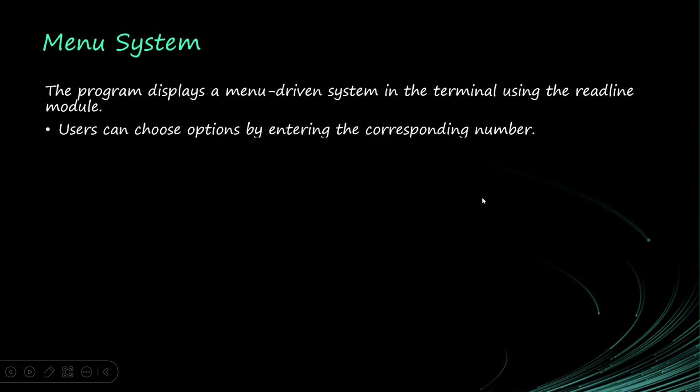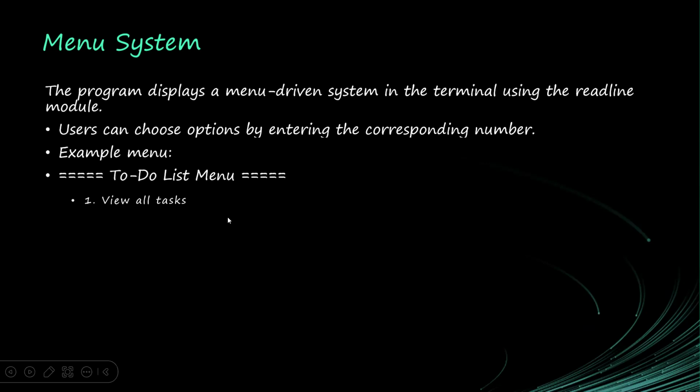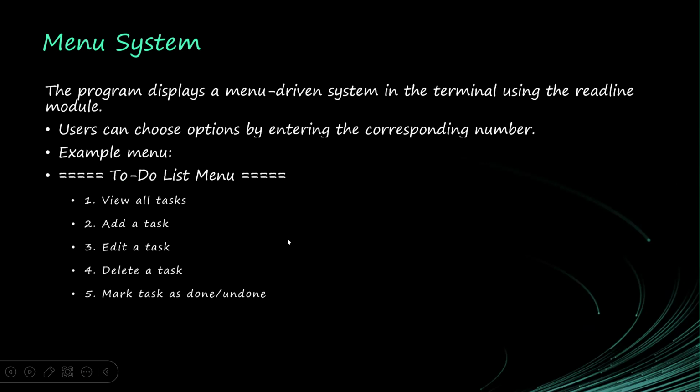So when they enter that number, for example, this is the example menu. In this case, we are telling the user, if the user enters 1, that means the user wants to view the tasks he or she has. If the user enters 2, the user wants to add a task. If the user enters 3, the user wants to edit a task. Something like that, okay? If the user enters 7, the user wants to view tasks by deadline. If the user enters 0, the user wants to exit from the application.